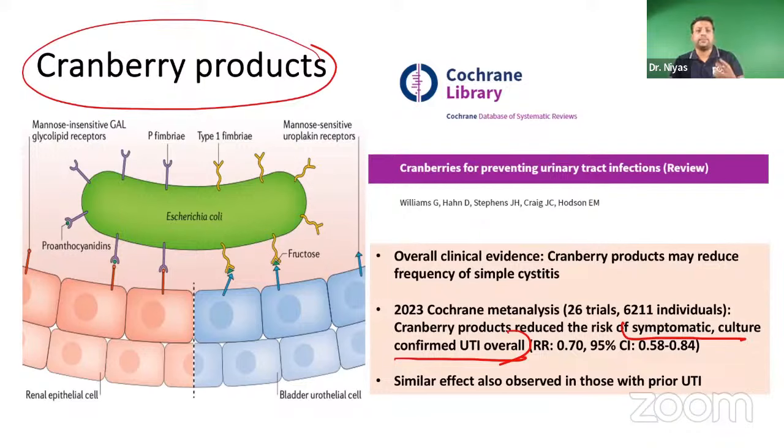So the mechanism is that these cranberry products have something called proanthocyanidins, which can bind to the P fimbriae on the E. coli. Now, this P fimbriae is used by E. coli to bind to the uroepithelial cells. So this is blocked by the proanthocyanidins. So again, there is some evidence to suggest that cranberry products have some role in prevention of recurrent urinary tract infections.